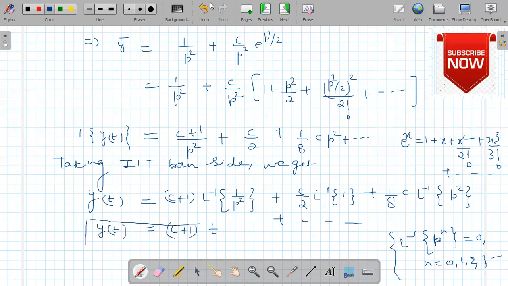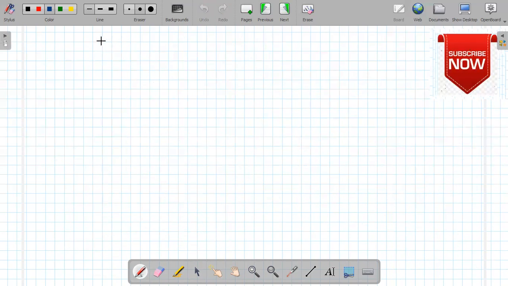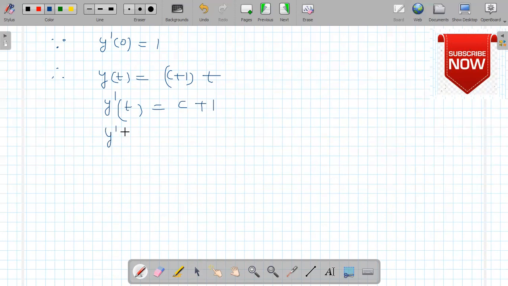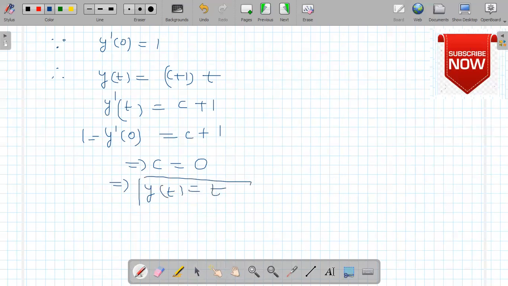Now to find the value of c, we can use the condition that is given to us, that y(0) is 1. So we can substitute. What we do here is, first of all, we differentiate this and we will get c plus 1, and then we put 0 in place of t, so that we have only c plus 1, and here we have 1. So the value of c is 0. This implies y(t) is equal to t. That is the solution of the given equation.